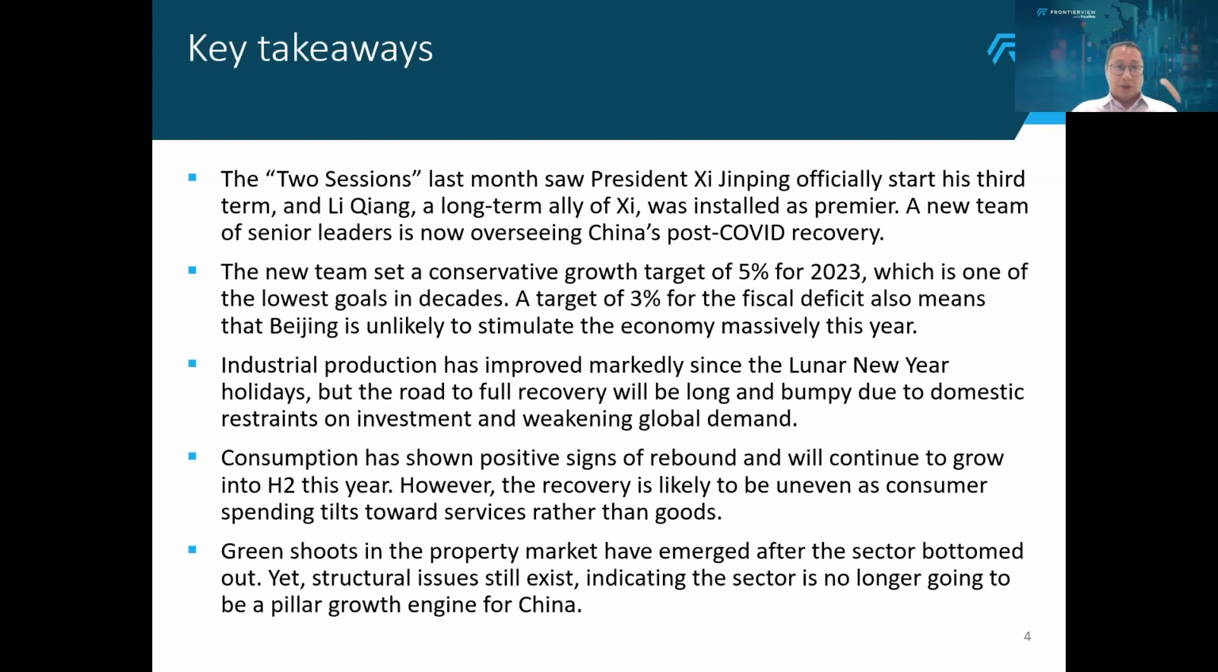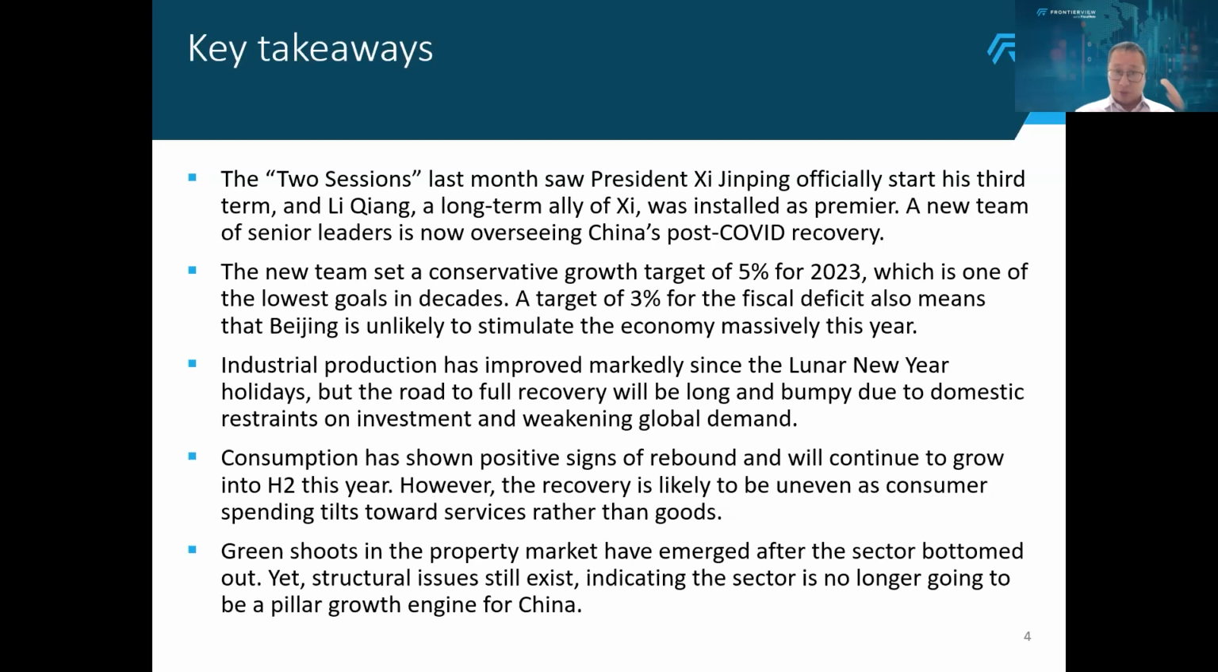Now, at the two sessions, this new team set a pretty conservative growth target for 2023, which is 5%. This is one of the lowest goals in decades. We all know that China set a 5.5% target for last year, but missed it by quite a big margin. So 5% for this year is viewed as very conservative. There's also a 3% goal for fiscal deficit. Our view is that this means Beijing this year is quite unlikely to stimulate the economy very aggressively like before.